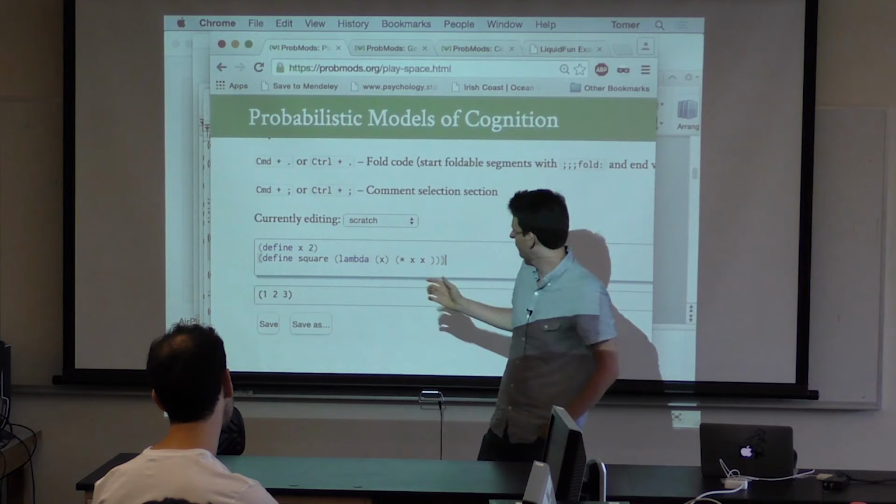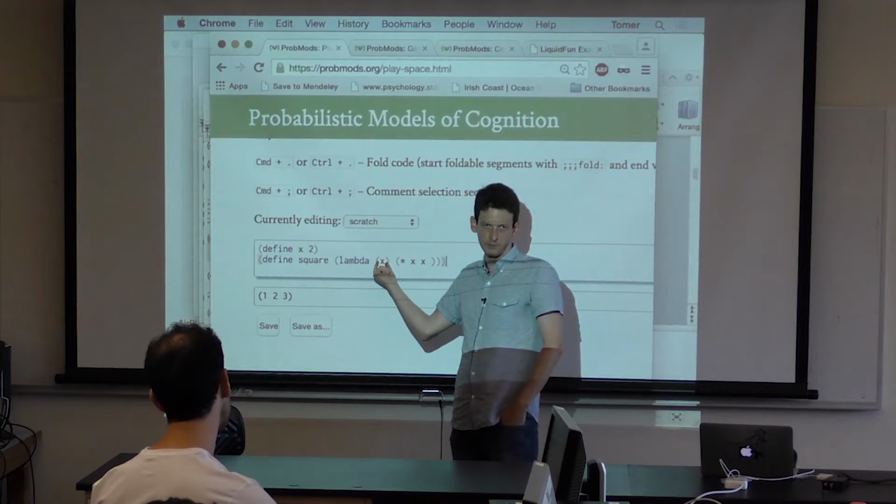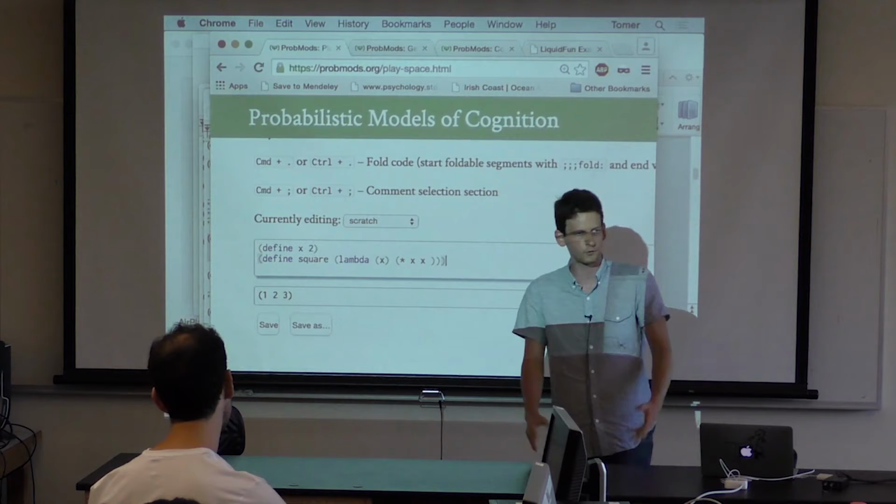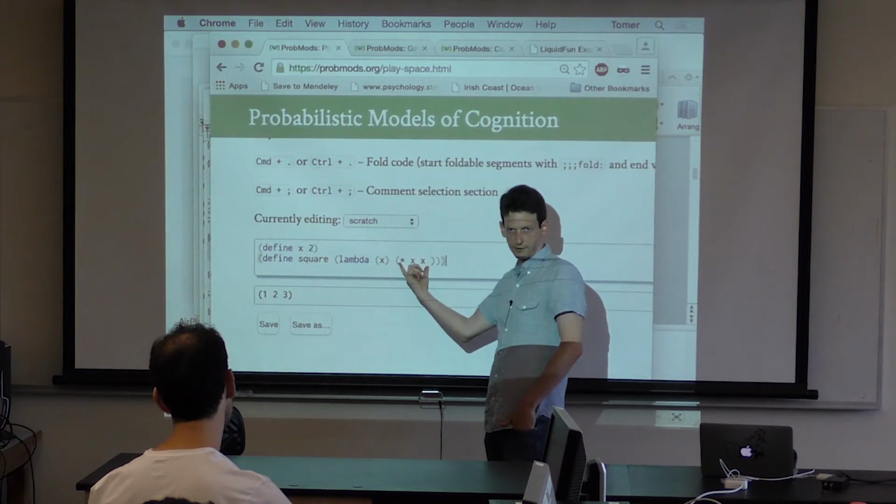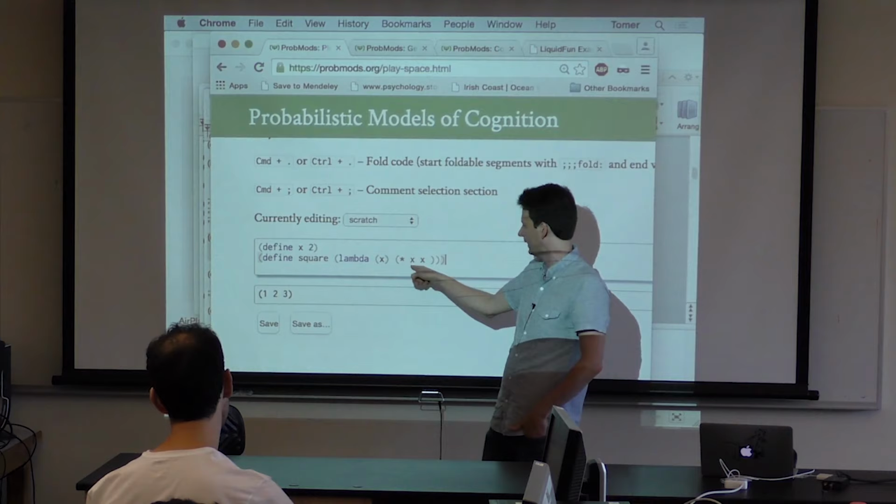Lambda is the thing that actually defines functions. It is a procedure that takes in some number of arguments, in this case just one argument. You could have called it anything. I just called it x, you could have called it argument one, you could have called it Socrates, you could have called it foobar. But the point is it takes in this argument, and then what does it do with it? So you say lambda, the arguments that you take in, and then what do you do with it? In this case, you just do times x x.